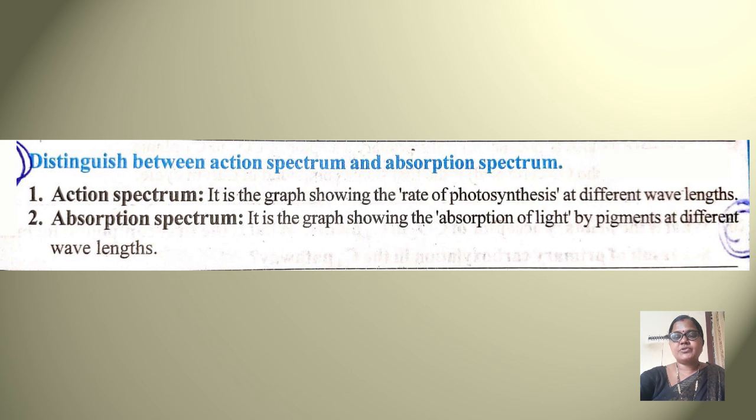So these are the questions that come from these four topics only. These are the 2 marks questions. And in the next class, I will explain the remaining topics.